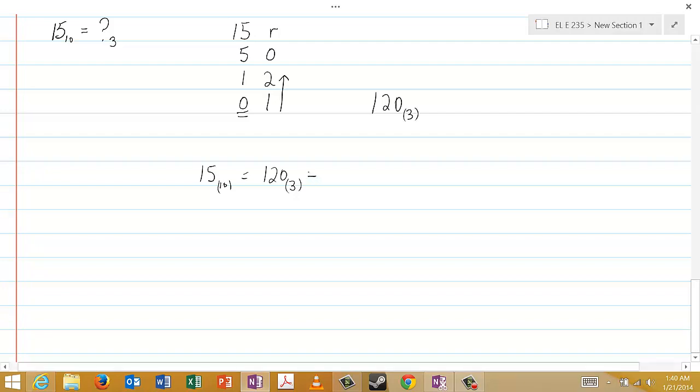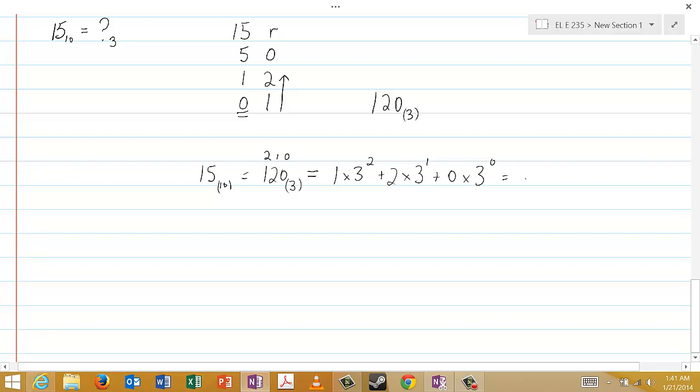So the way we would do that is we would say, well, 120 base 3, we number the positions 0, 1, 2, and therefore 120 base 3 is equal to 1 times 3 squared plus 2 times 3 to the first power plus 0 times 3 to the 0th power.